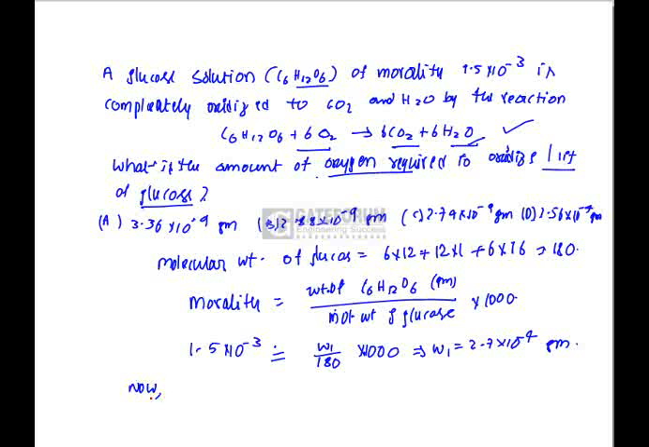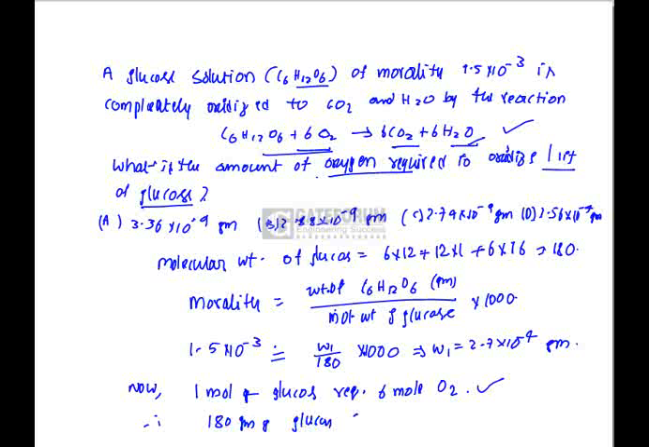Now 1 mole of glucose requires 6 moles of oxygen, that we know from this equation. Therefore 180 grams of glucose requires 6 into 32, sorry, 6 twos are 32 grams of oxygen, so 6 into 32 is 192 grams of O2 is required.